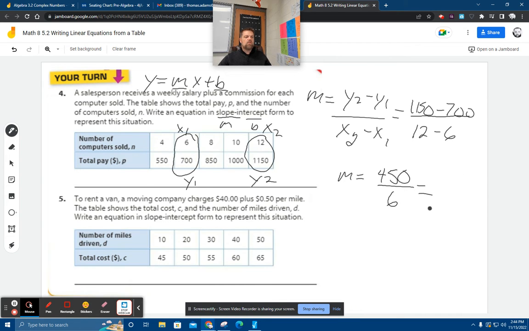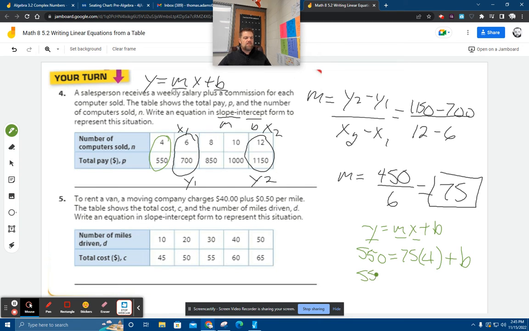450. Okay, so what's 450 divided by 6? 450 divided by 6 is 75. Ooh. All right, so that's the m. Now, what was the way that we found the b? Well, we took our y equals mx plus b, and we plugged in y, m, and x. So I'm going to plug in 550 because that's a y that exists on the line, and the slope is 75, and that occurs when I plug the x value of 4 into the equation, and I don't know what b is first. So I've got 550. What's 75 times 4?